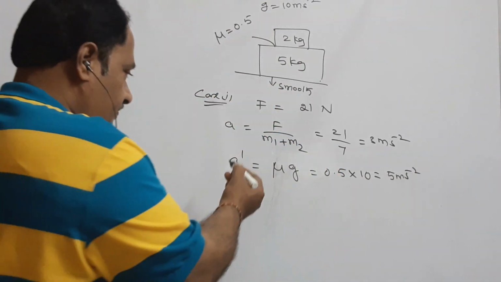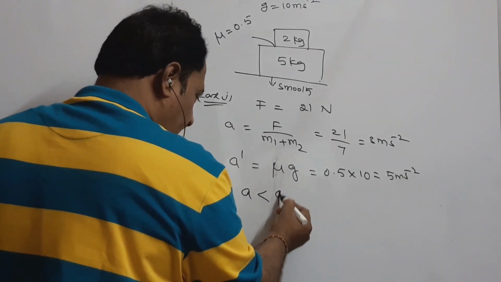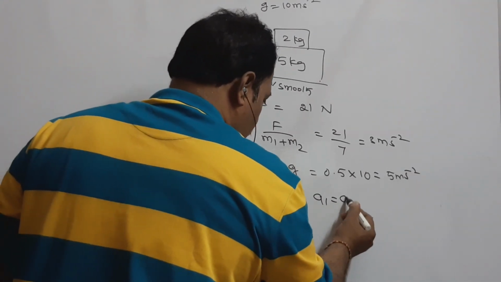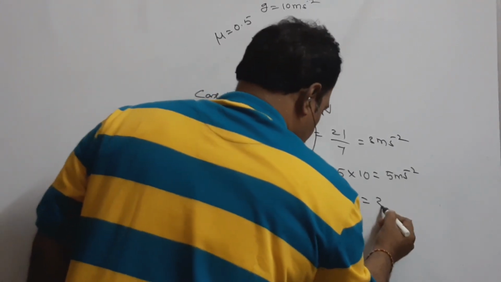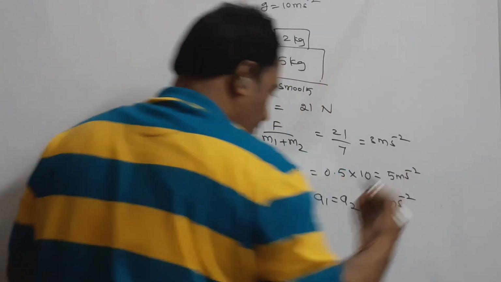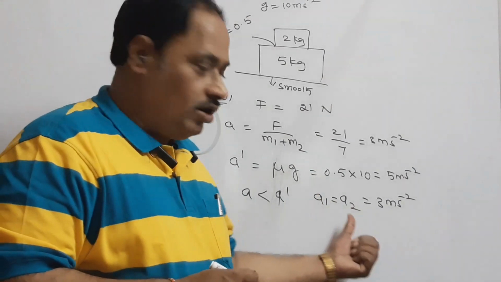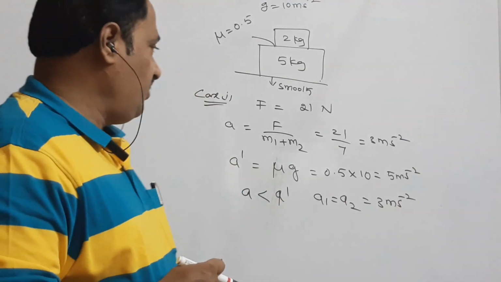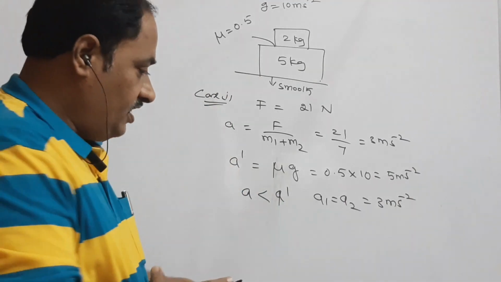As we discussed, the A value is less than A dash. That means A1 equals A2, which is equal to this acceleration, that means 3 meters per second square. Therefore, the upper block and lower block both are moving with the same acceleration, 3 meters per second square. So this is nothing but case number 1.